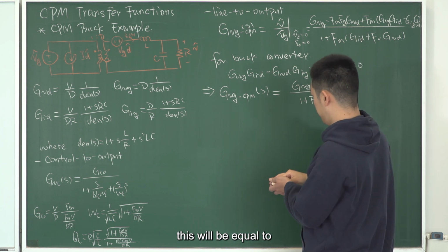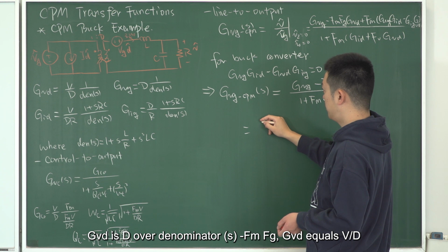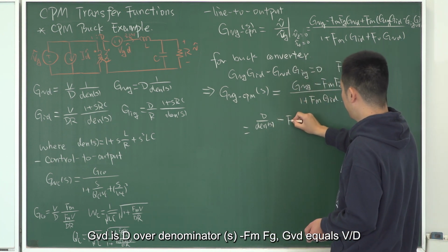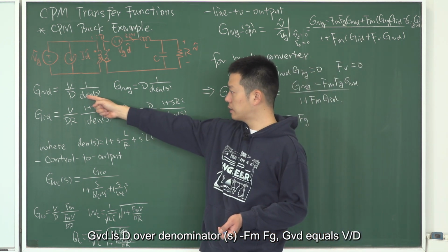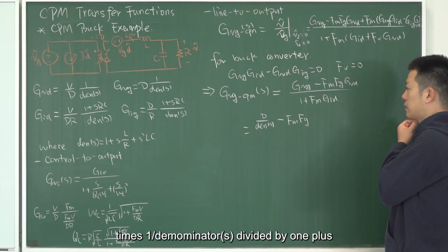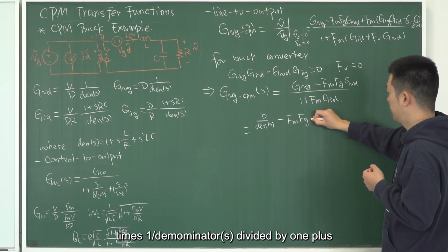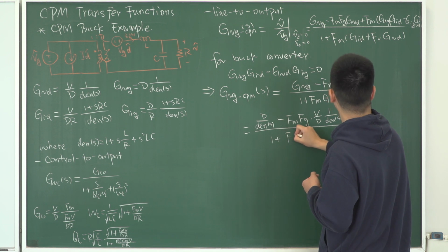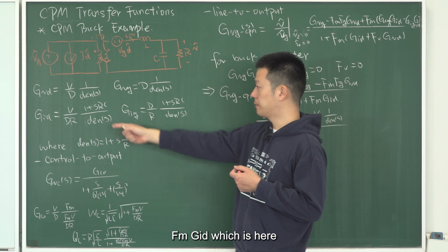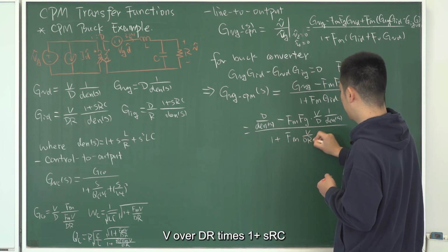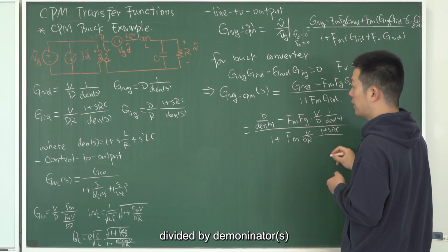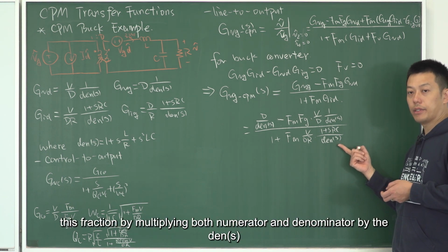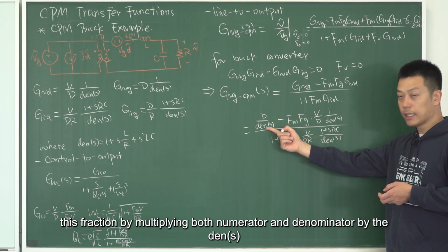So basically, this will be equal to GVG is D over denominator S minus FM times FG, GVD equals to V over D times denominator, right? Divided by 1 plus FM GID, which is V over dr times 1 plus SRC divided by denominator S. Then we can simplify this fraction by multiplying both numerator and the denominator by the denominator S.